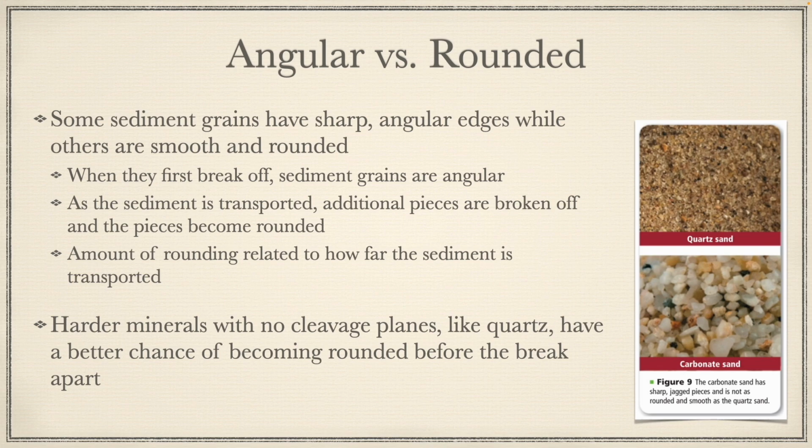Harder minerals with no cleavage planes, like quartz, have a better chance of becoming rounded before they break apart. If they have cleavage planes, they're more likely to break along those cleavage planes, and then you've got these sharp edges still. But something that has fracture to it, you can break off chunks and have the whole thing be rounded. Our example over here, the quartz sand could be more rounded because it's made of quartz, and it's going to likely break off and smooth out before it gets sharp edges again. But something like carbonate sand down here, you can see a lot of these sharp angular pieces, and that's because it's got cleavage planes that it's breaking along.